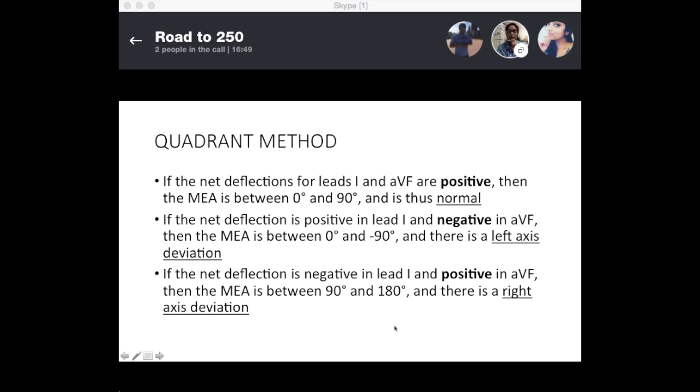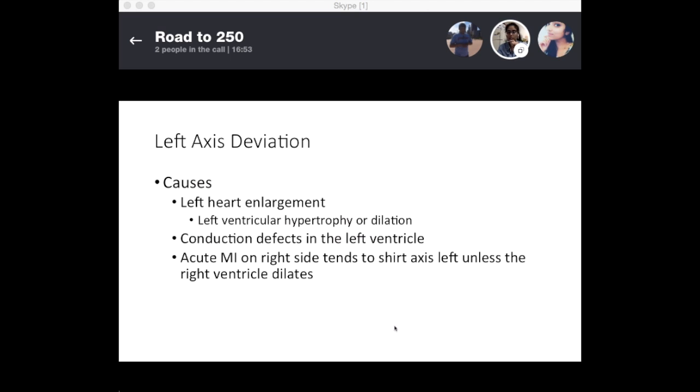So now that you know what the ECG is trying to convey to us, we need to determine what that means for our patient. So if it's normal, then it's normal.